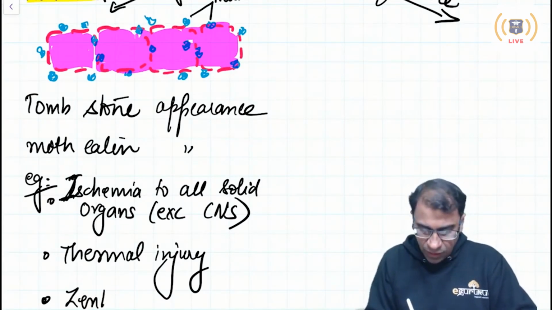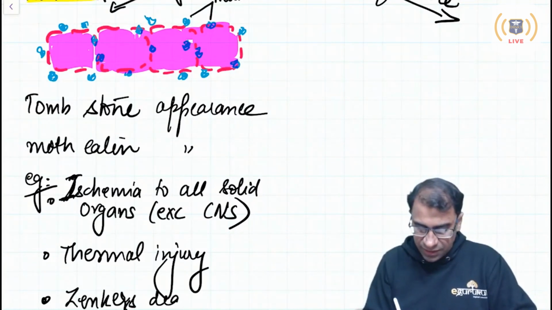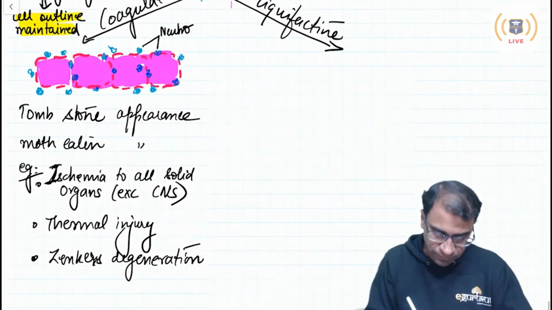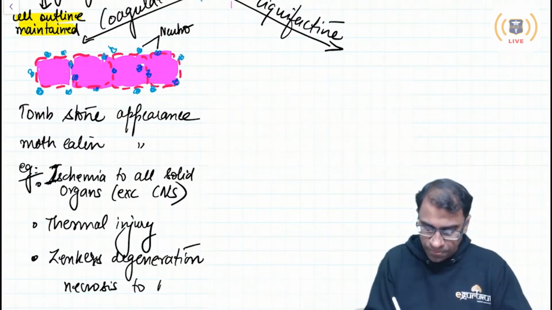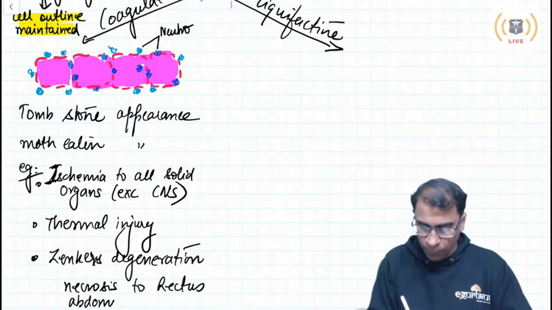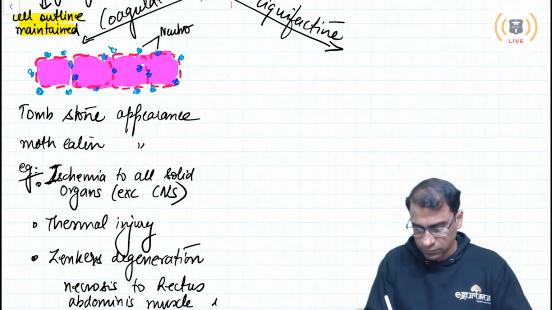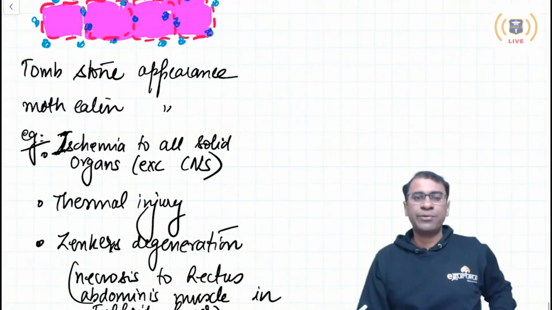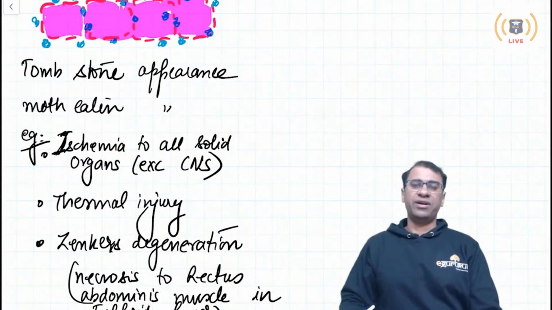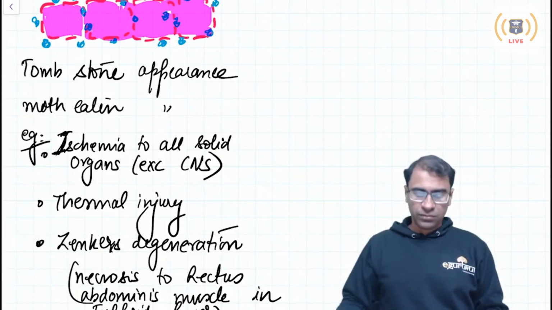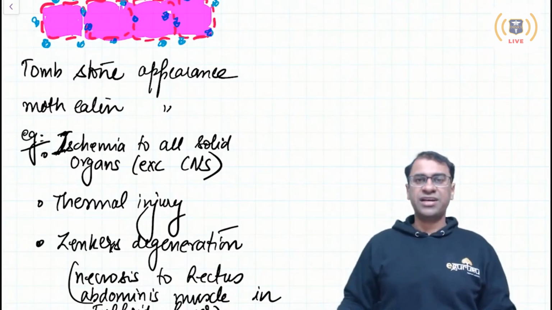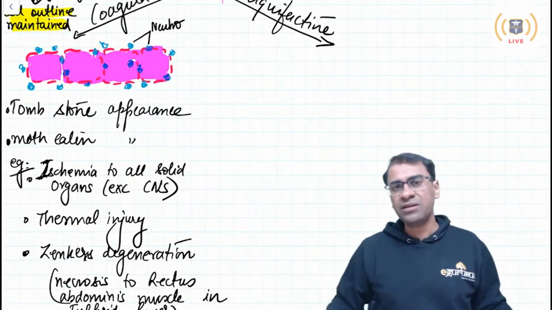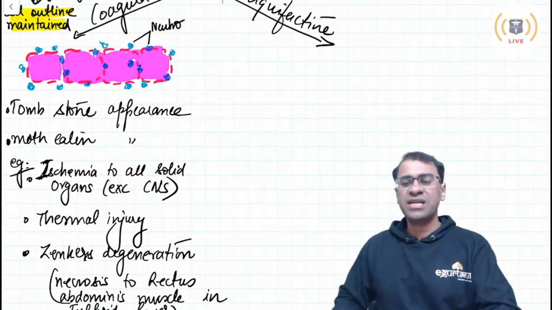It may be seen in a necrosis of the muscle called Zenker's degeneration. Now, what is this Zenker degeneration, guys? Zenker degeneration is a condition where you see necrosis to the rectus abdominis muscle seen in typhoid fever. Necrosis to the rectus abdominis muscle is seen in typhoid fever. Okay. So tombstone appearance, moth-eaten appearance is seen in ischemia to all solid organs except the brain.